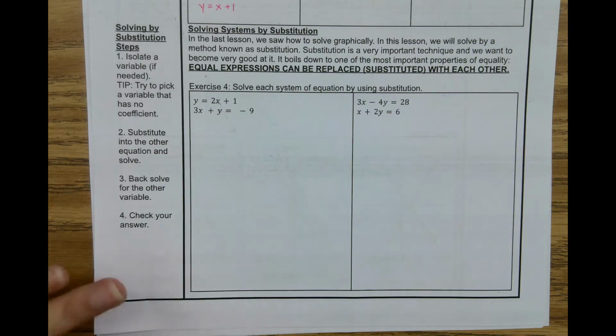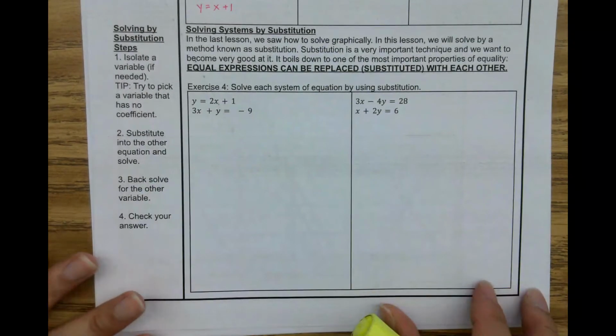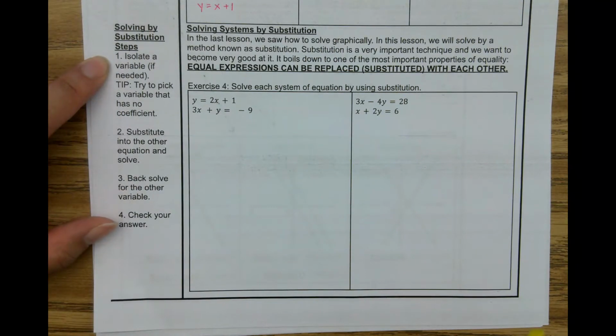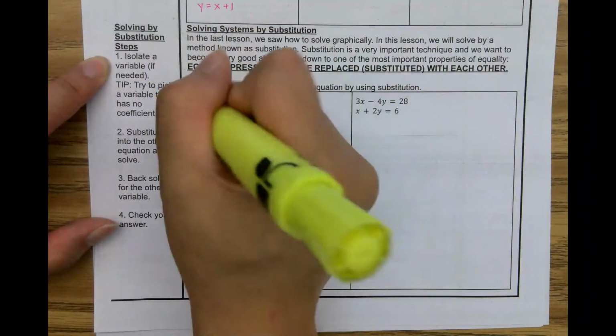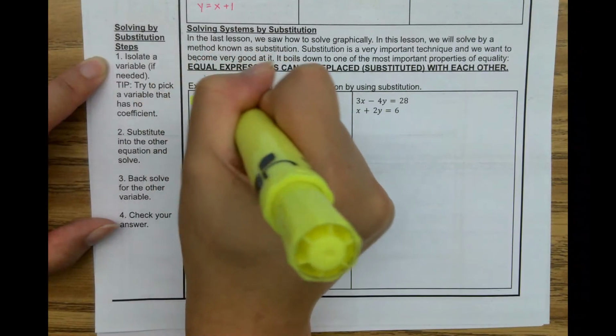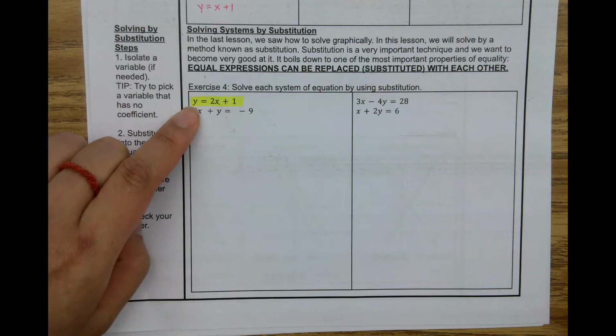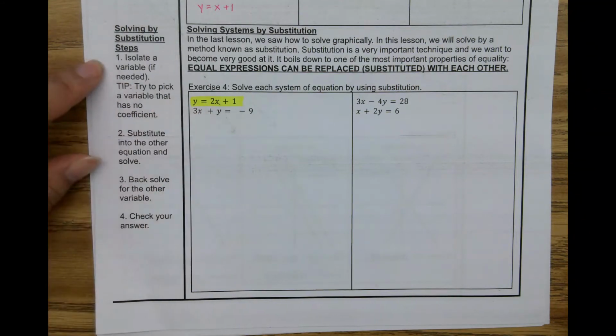So here I have my first system, y equals 2x plus 1, and then the other one here is 3x plus y equals negative 9. So step 1, I want a variable by itself. Here I actually already have that, right? So y equals 2x plus 1. Y is already by itself on the left side. So I can move on to the next step.